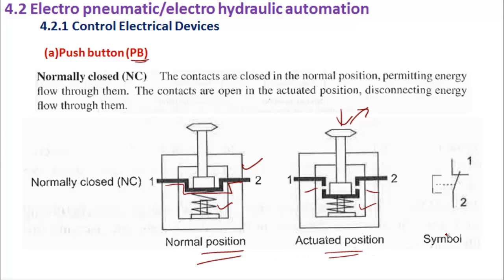So this is the normal position, this is the actuated position, and this is the symbol for normally closed. Once you push this button down, the switch will open between 1 and 2. So normally it is closed. When you apply pressure, it will open.